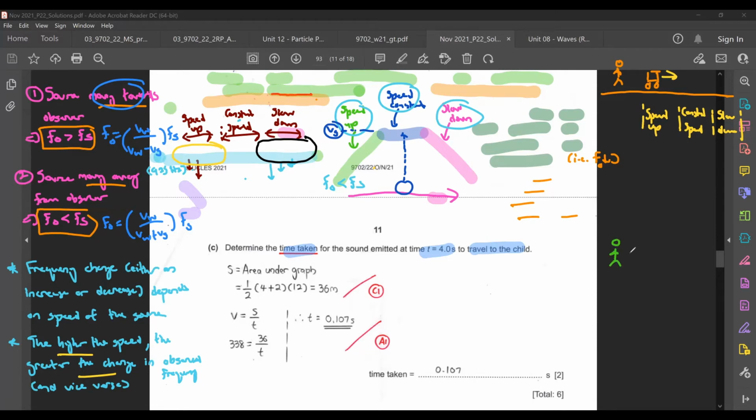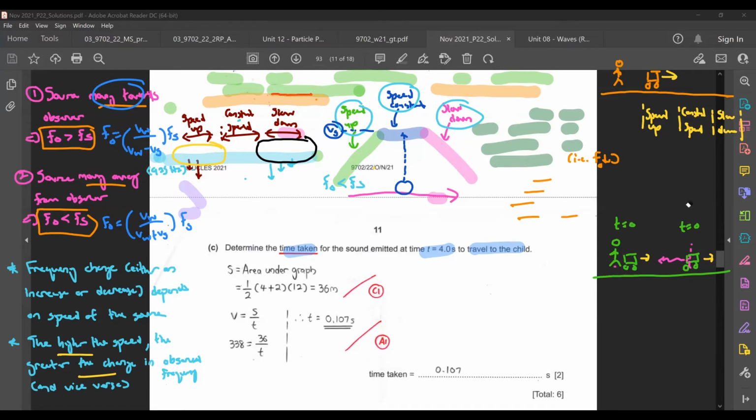originally this is your child here, and then this is your car. This one was at t equals 0 seconds. Then after that, we all know that the car has started moving. The car has started moving until such a point that it reaches t equals 4 seconds. At t equals 4 seconds, they want you to find out what is the time taken for the sound wave that's emitted by the car at this point back to the child?